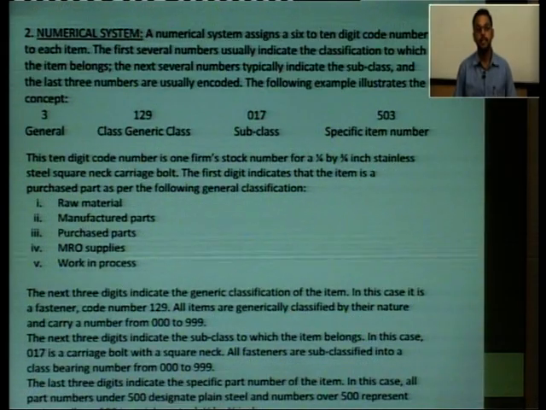The last 3 digits indicate the specific part number of the item. In this case, all part numbers under 500 designate plain stainless steel, and numbers over 500 represent various alloys. We can also give a particular item number for an item to be made of a simple material or a special material, as in our case here, 503 is stainless steel. I hope it is clear now.